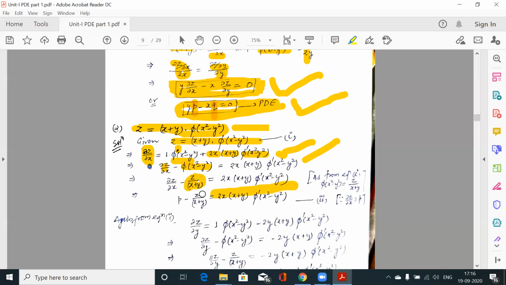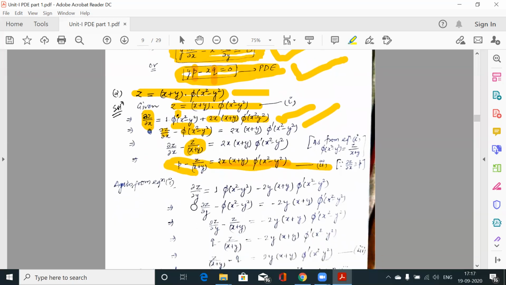So this is again a new equation, as I have mentioned here, from equation 1, what is the value of phi. Next, this is symbol only. Del z over del x is represented by small p, so I have written p in case of del z over del x. So p minus z over x plus y is equal to 2x x plus y phi dash something. So this is our first equation for the elimination.